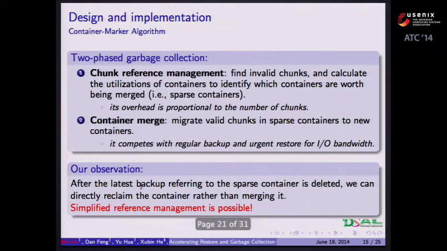Our observation is that HAR has reduced the sparse containers, and each rewritten sparse container is irrelevant to later backups. So after the latest backup referring to the sparse container is deleted, we can directly reclaim the container rather than merging it. We no longer need the container merge operation, and we no longer need to calculate the utilizations of containers. And so a simpler reference management approach is possible.